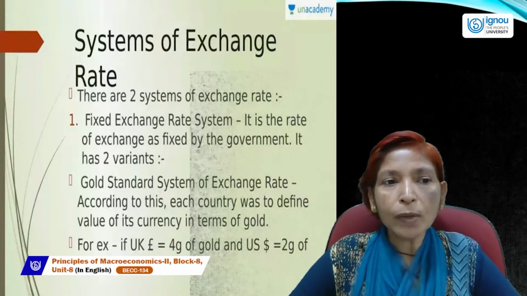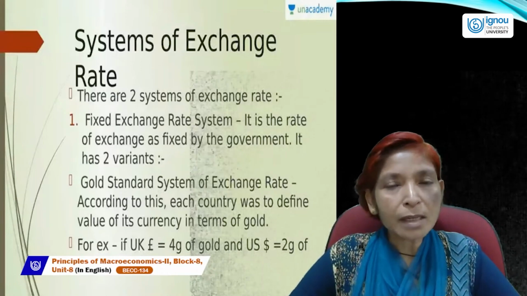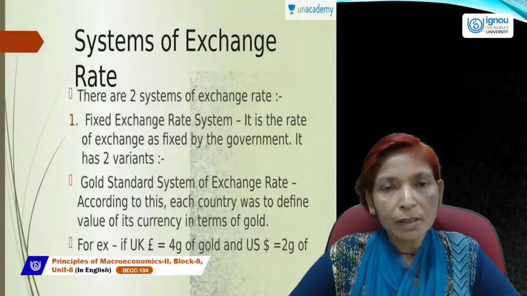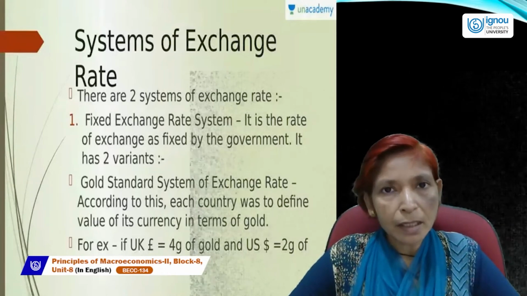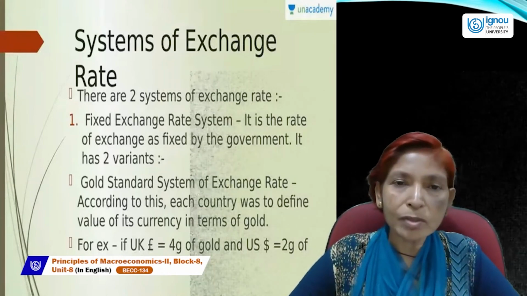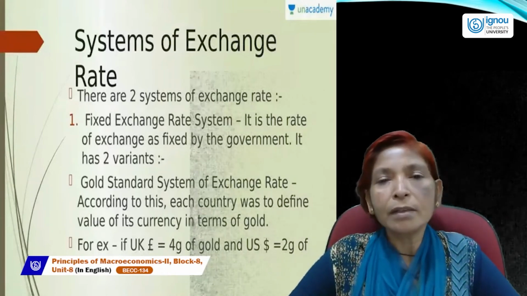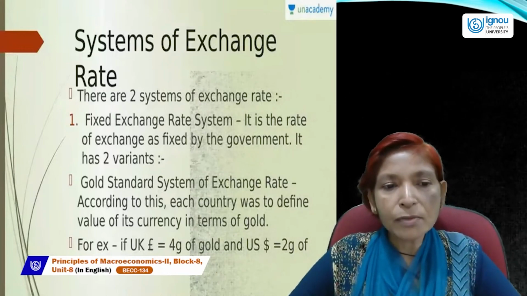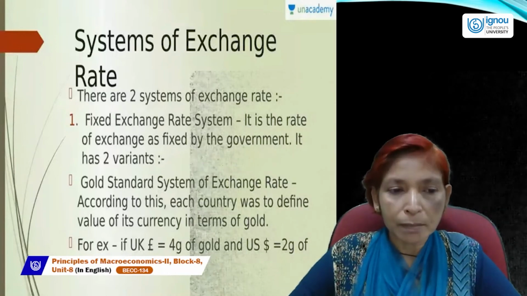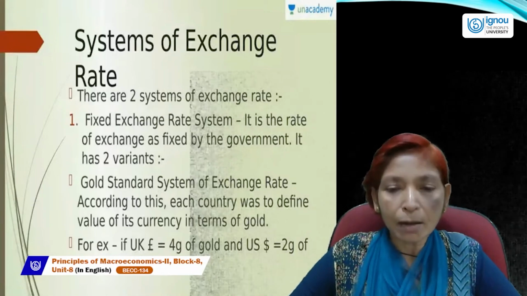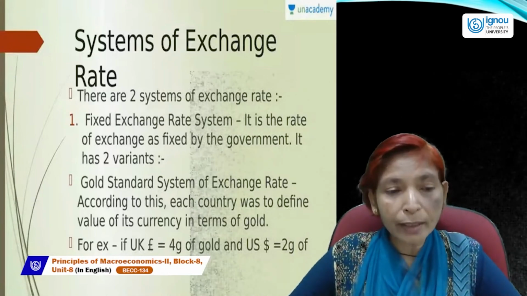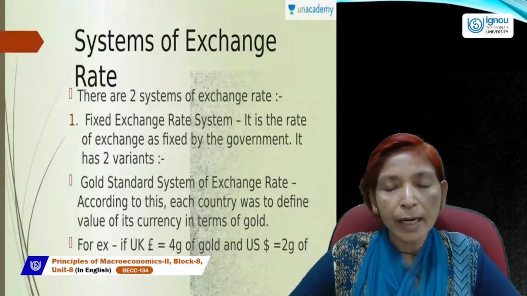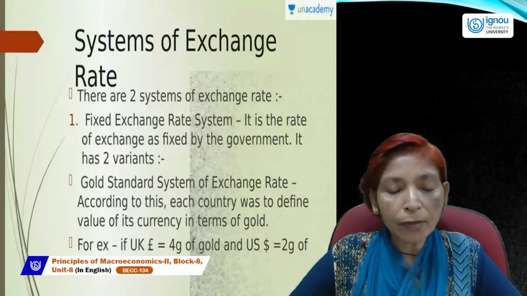So these are the two exchange rate systems. We will discuss these two exchange rate systems in detail, with a study of their merits, demerits, and how these exchange rates are determined. The first is the fixed exchange rate system, which is fixed by the government. And it has two variants. One is the gold standard system of exchange rate.